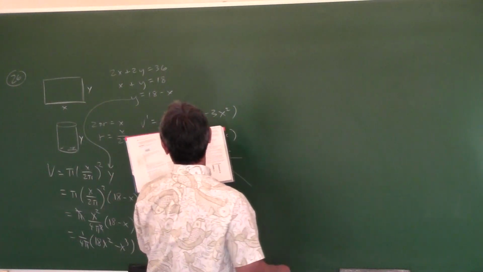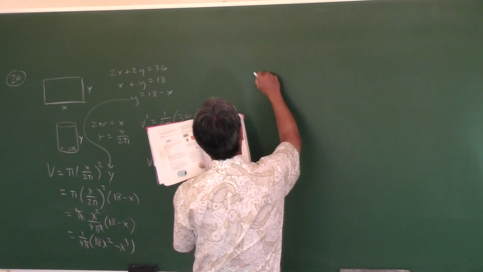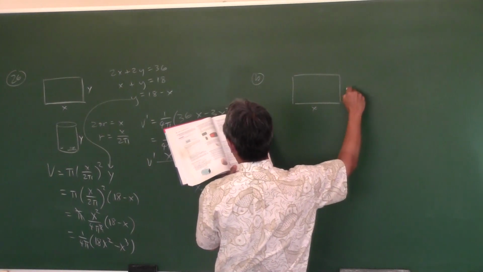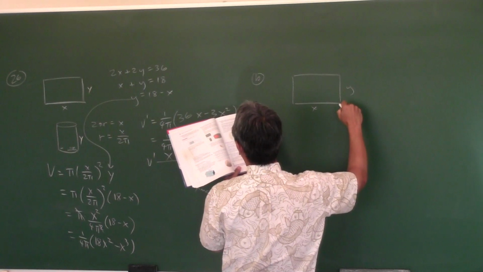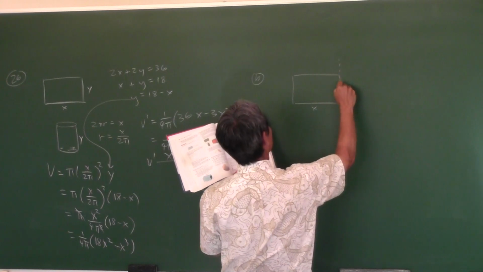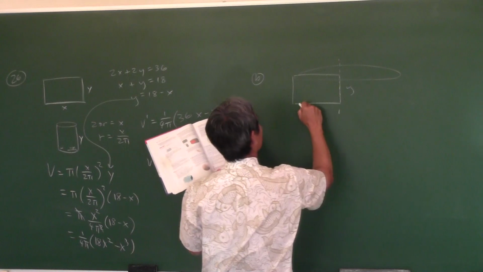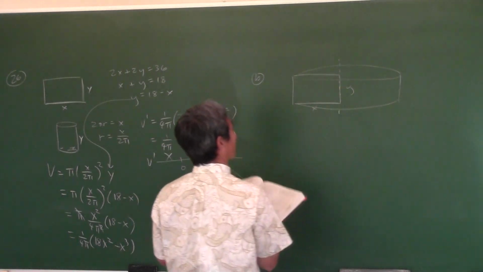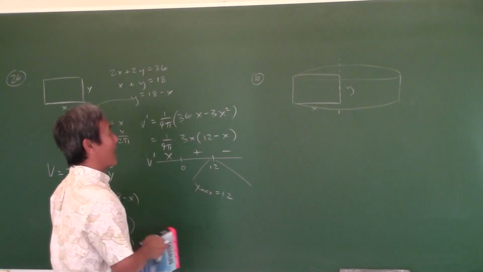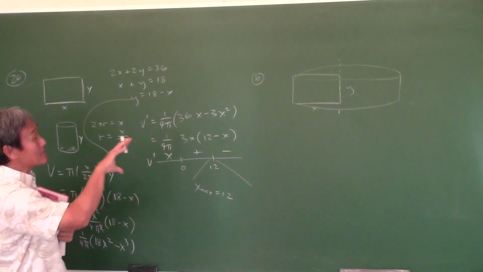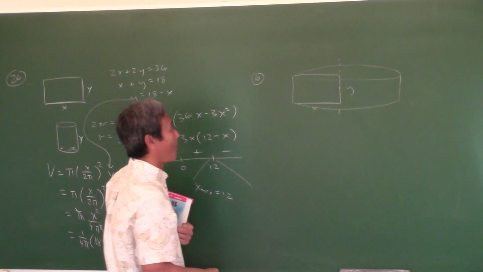Yeah, but Mr. Park, there's a B part. I'll give you a B part. So you got this. This is x and y. But now, we're going to revolve it about this side here. If you revolve it about the side, then you get a bigger cylinder like that. Find the values of x and y so that the volume of this cylinder will be as large as possible.